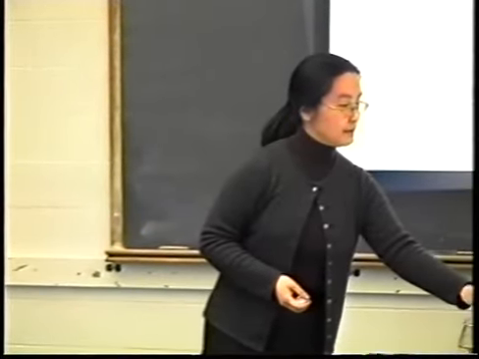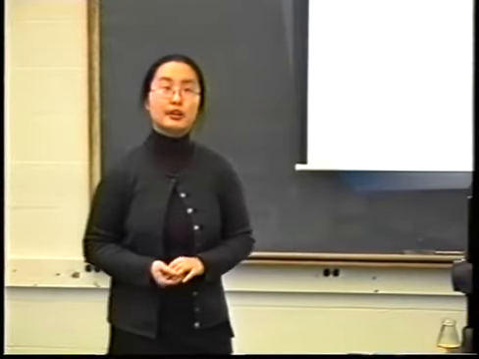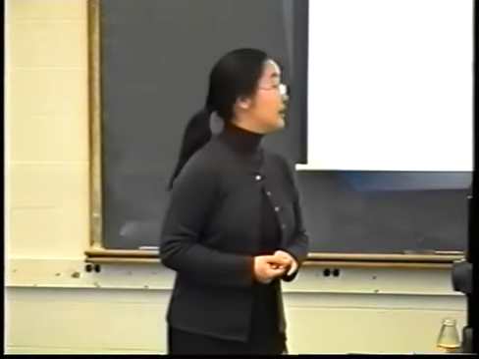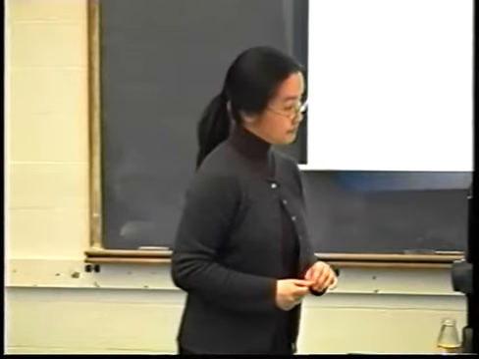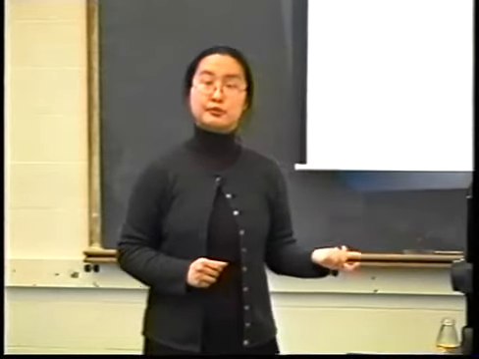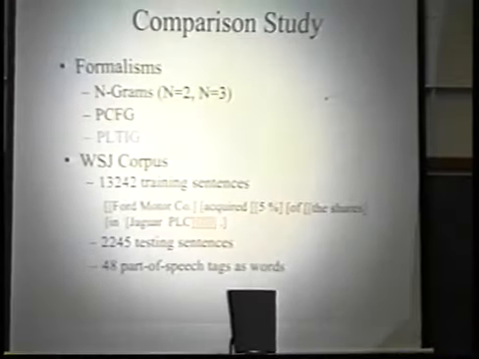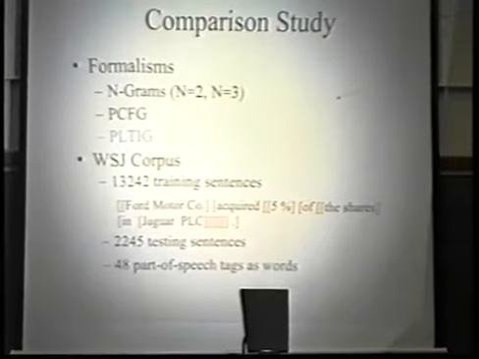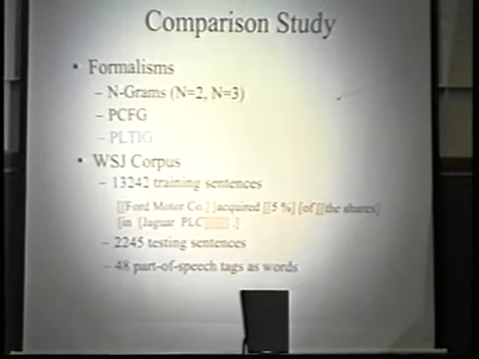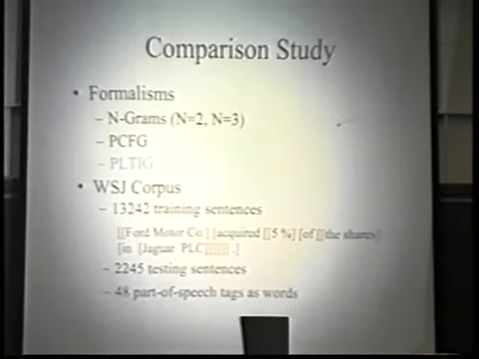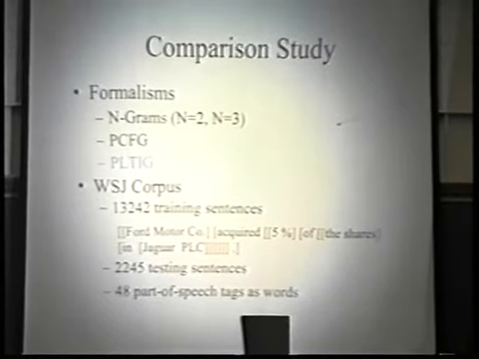So the formalisms I'll compare with are n-grams, where n equals 2 as well as 3, and PCFGs. And the corpus I'm using is the Wall Street Journal corpus. The vocabulary in this case is actually the 48 part-of-speech tags, so I have not used the true lexical item of each sentence, but I back off to the part-of-speech tag as my anchor for my elementary trees. So essentially, I look at the set of possible part-of-speech tags, and these are what my anchors are. Does that answer your question?